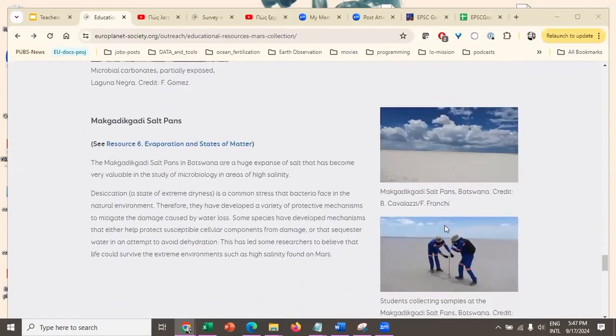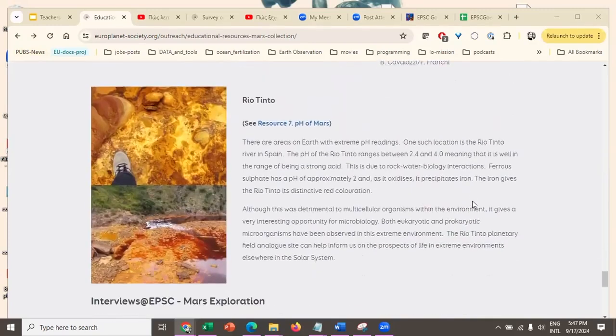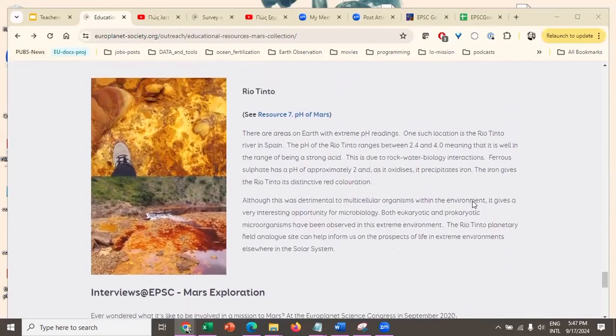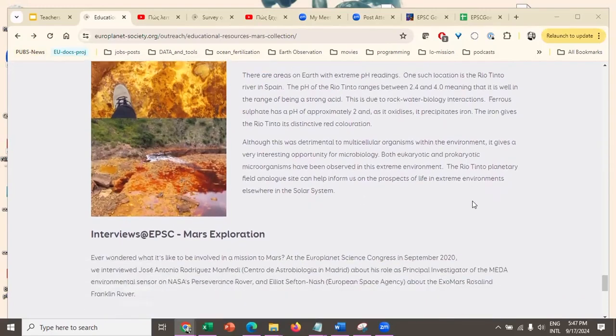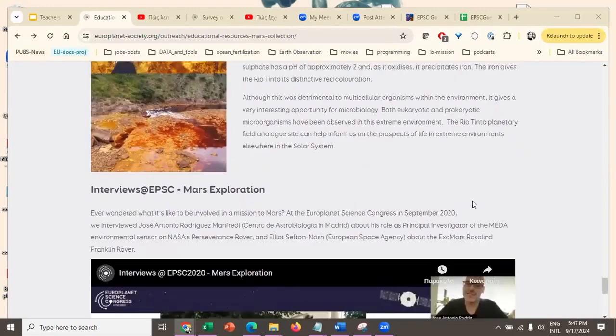And there are salt pans as well. This one is in Botswana. Many places on Earth. The Rio Tinto helps you in the topic of pH of Mars, especially when it comes to acidic environments. And of course, then you can combine with interviews of the EPSC.